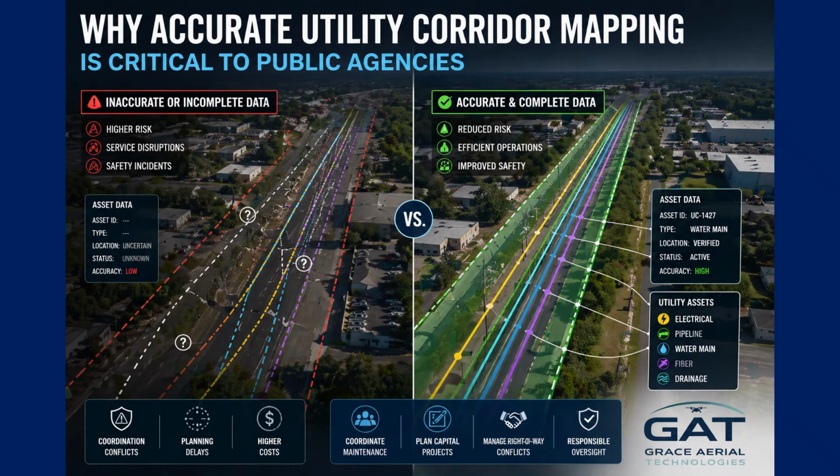Now let's talk about why utility corridor mapping matters to agencies. Utility corridors contain infrastructure that is essential to public safety, economic activity, and daily life. Inaccurate or incomplete corridor data increases the risk of service disruptions, accidental damage, and safety incidents. Agencies rely on corridor mapping to coordinate maintenance, plan capital projects, and manage the right-of-way without conflicts. Accurate mapping reduces uncertainty and supports response and accountability within infrastructure oversight.